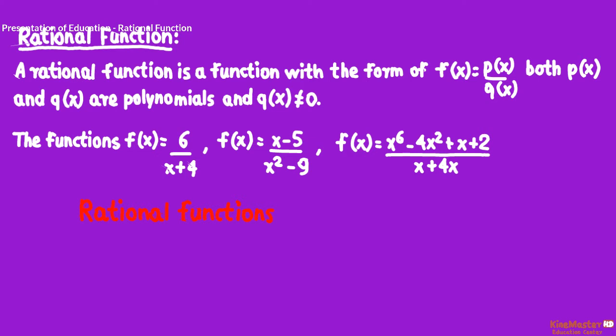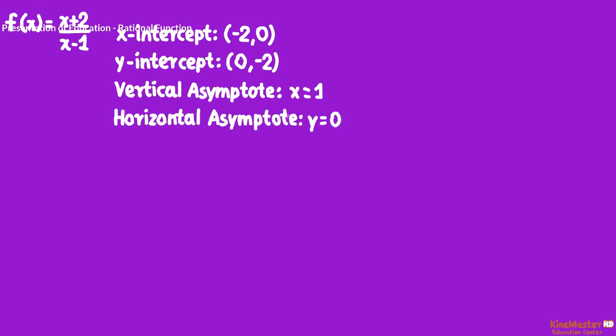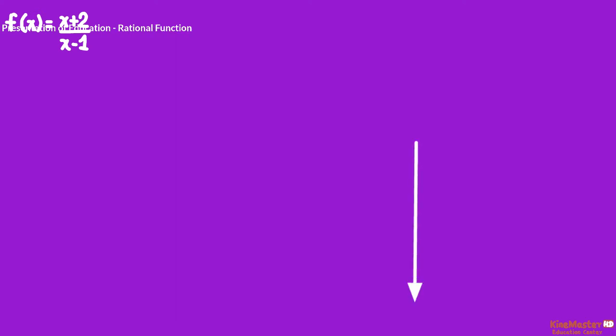Let's check an example of how to graph f of x equals x plus 2 over x minus 1. Before we sketch the graph, you have to identify the x-intercept, the y-intercept, the vertical asymptote and the horizontal asymptote. There is an easy way we can determine them with the following formula. Then, after we find the x-intercept and the y-intercept, we can determine the vertical asymptote.